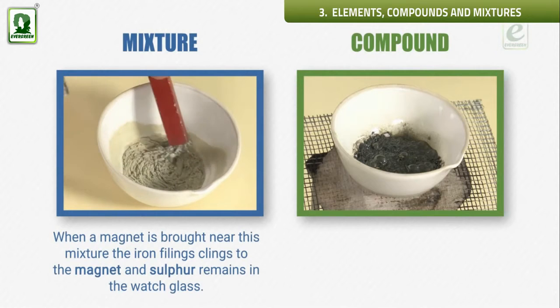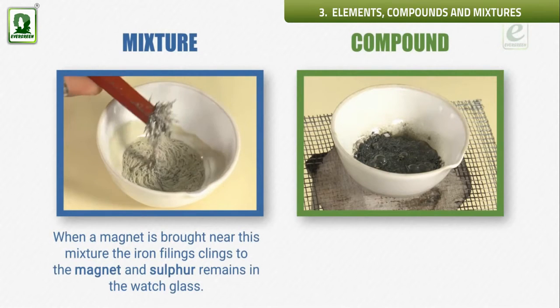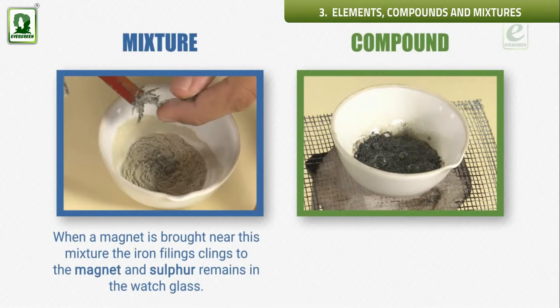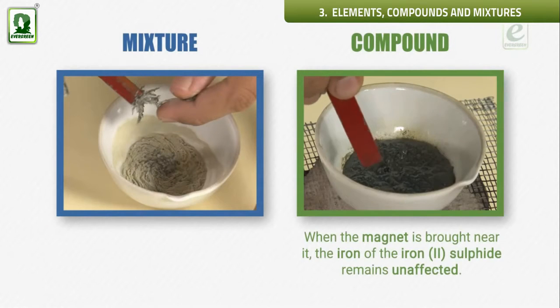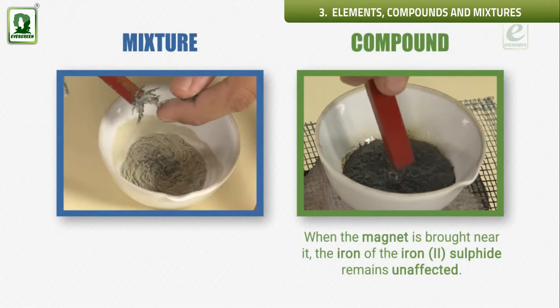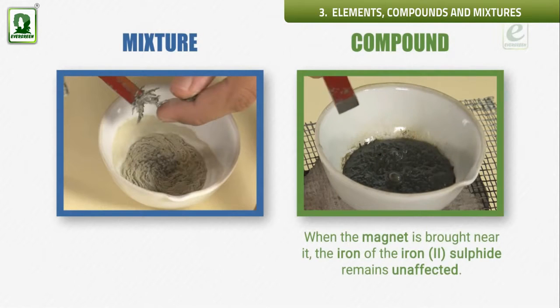When a magnet is brought near the mixture, the iron filings cling to the magnet and sulfur remains in the watch glass. When the magnet is brought near the compound, the iron of the iron(II) sulfide remains unaffected.